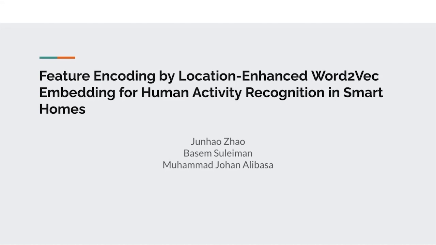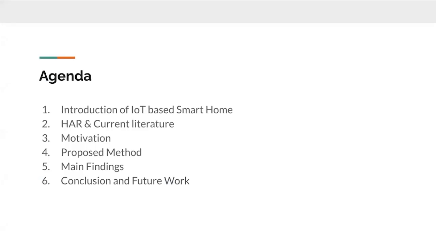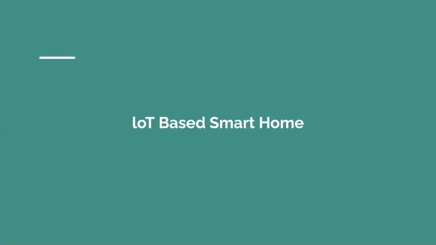As you can see, the title for it is Feature Encoding by Location Enhanced Word2Vec Embedding for Human Activity Recognition in Smart Home. Here is our today's agenda. Firstly, I will introduce the IoT-based smart home environment.